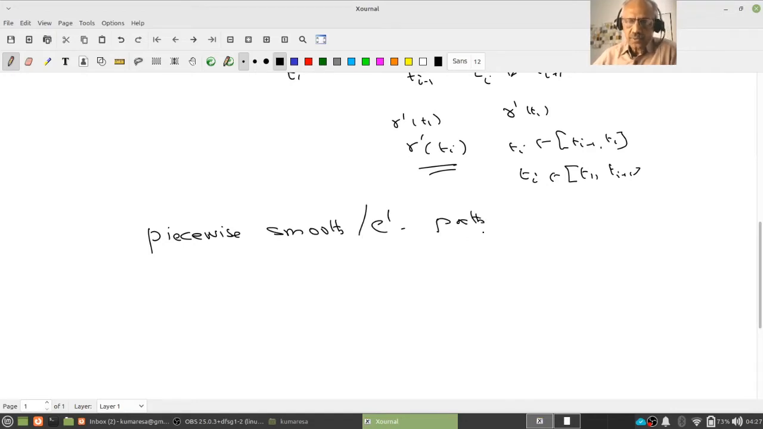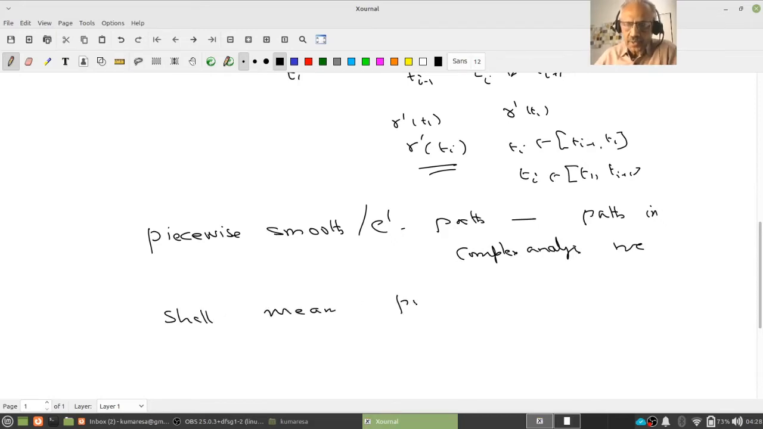Or C1 path. So hereafter, whenever I say path in complex analysis, we shall mean piecewise C1 path.